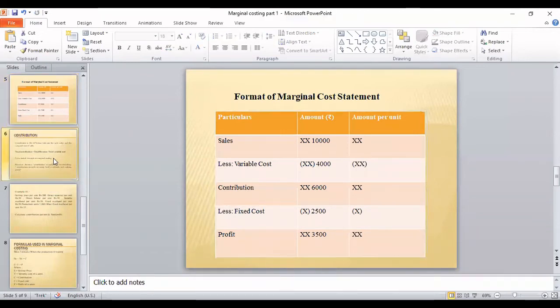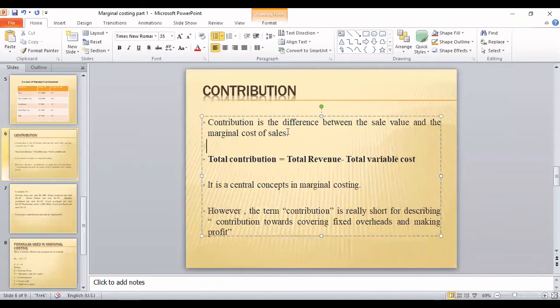No, sir. Okay, fine. Now the next is about the contribution. As we can see from the format, we have just solved one basic problem. How did we get the contribution? Contribution is the difference between sale value and what? Variable cost. Okay, remember, it is variable cost. So the contribution is total revenue, total sales, from which we deduct variable cost. We'll get the contribution.